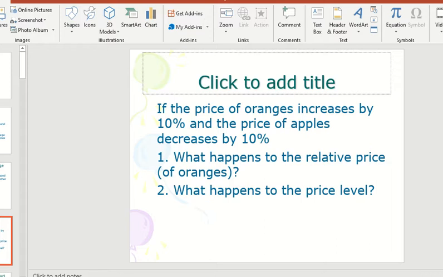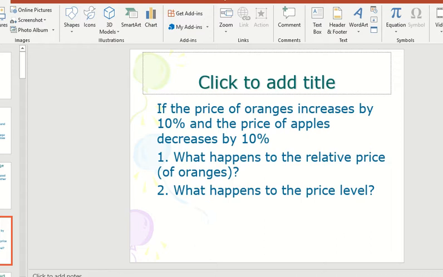So let's look at the first question. What happens to the relative price of oranges? This one should be easy, right? It increases. We have only two types of goods. So when you look at the relative price of oranges, obviously we compare that to the price of apples. So relative to the price of apples, the relative price of oranges increases.